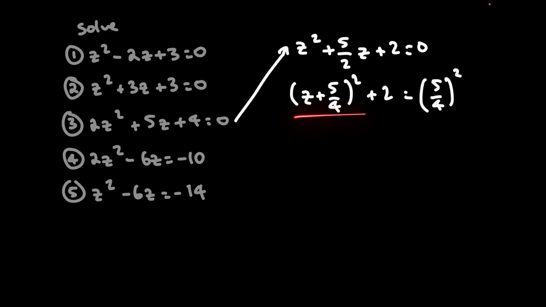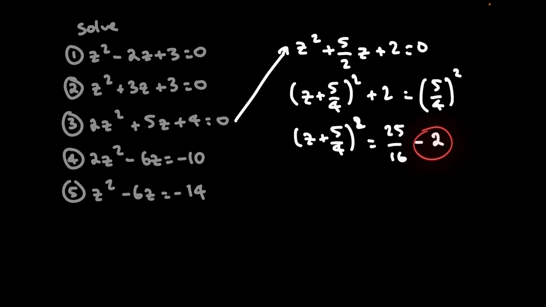Okay, so this is just shorthand. This is me skipping a step. So now what we have is we can move this 2 to the other side and evaluate the square. So this is the same as z plus 5 on 4 whole squared is equal to 25 over 16 minus 2. And this is really just the same as minus 32 over 16. So this becomes minus 7 over 16.